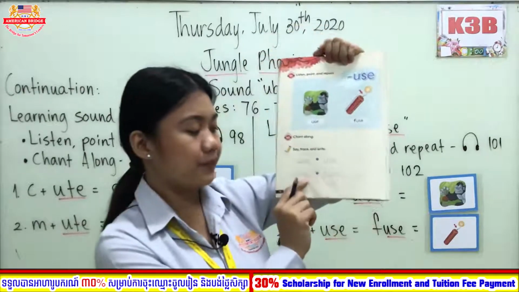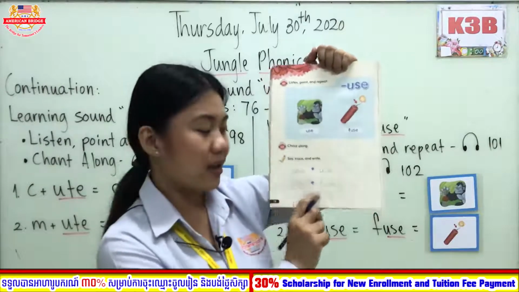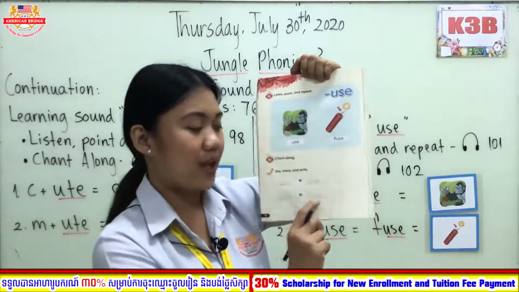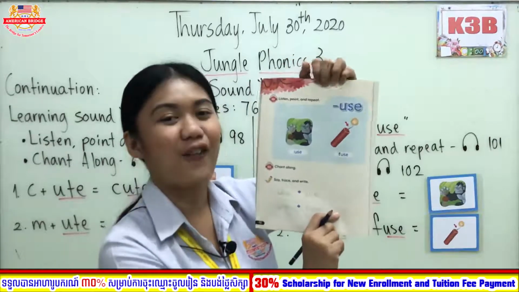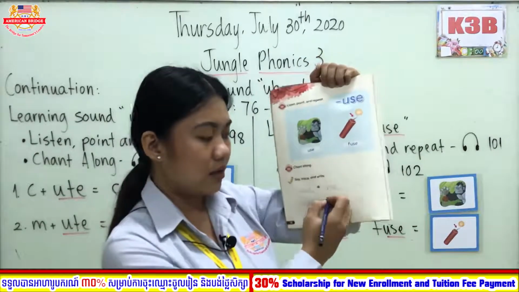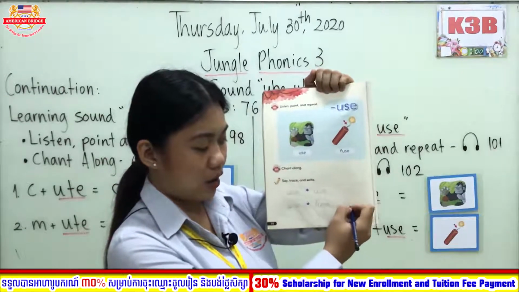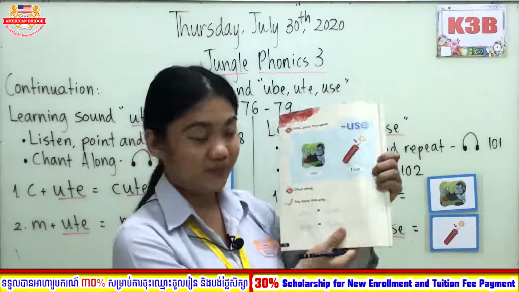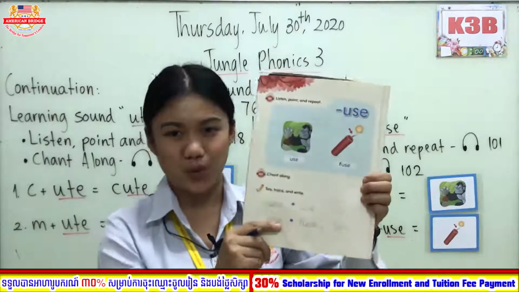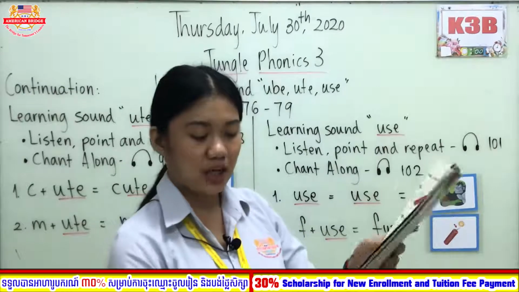Okay, next. Say the sound use. Correct. Trace the word fuse and write the word fuse. Correct. So let's trace the sound, trace the word, and write the word there. So we have our first activity in learning sound use. Now let's proceed to the next page, everyone.